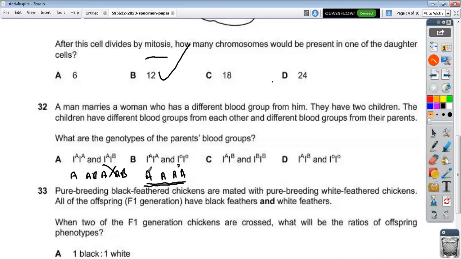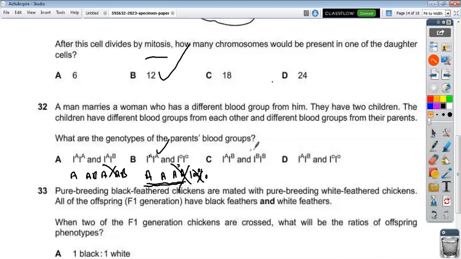Makes sense? I get 100% blood group A. Yeah? So they are the same. Remember, the kids have to have different blood groups. And it's also the same as this parent out. Clear? Let's go to this now.